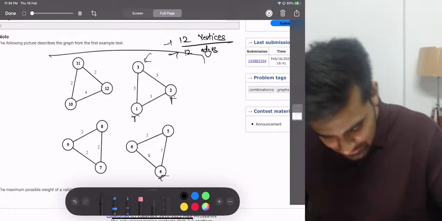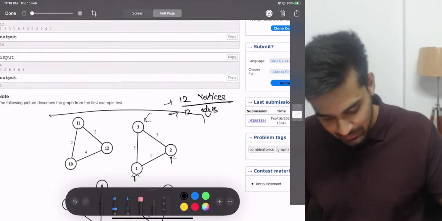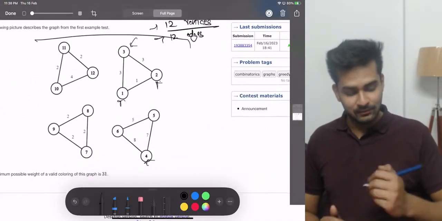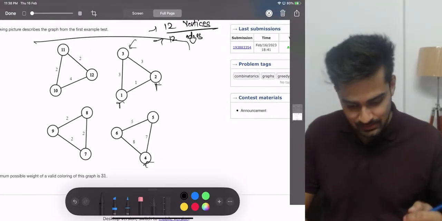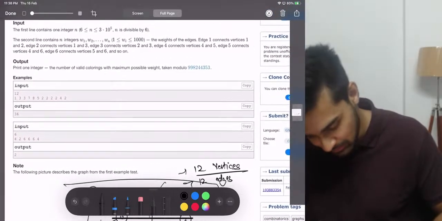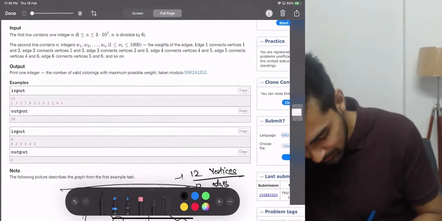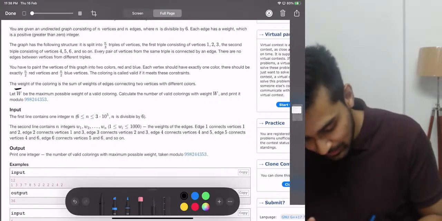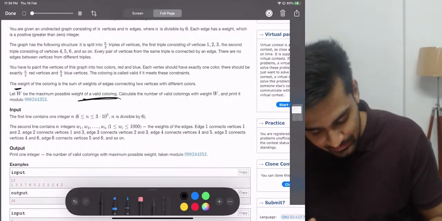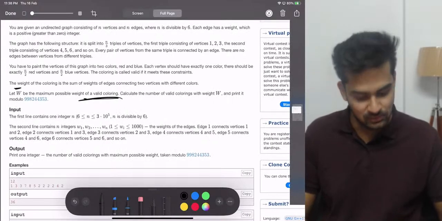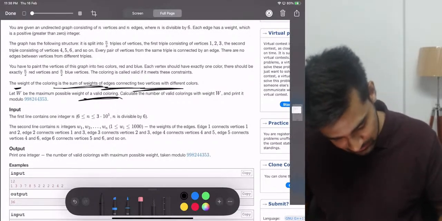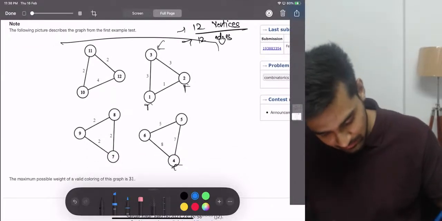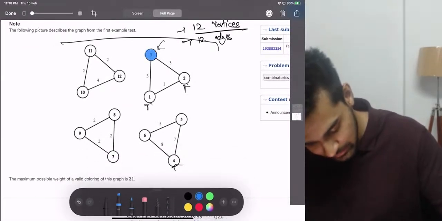Okay. These are the weights which are given. You can just see from the input how the weights are given. We need to color the vertices red and blue such that after coloring, let W be the maximum possible weight of a valid coloring. How do we really define a valid coloring? The weight of the coloring is the sum of weights of edges containing two vertices with different colors. So basically what they are saying is, let's say we mark this with blue and then we mark these two nodes with red.